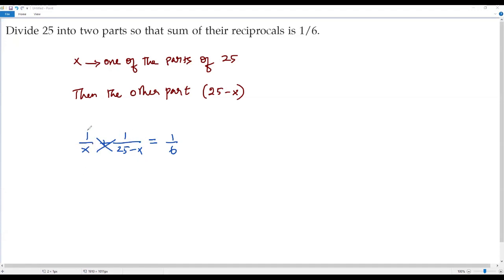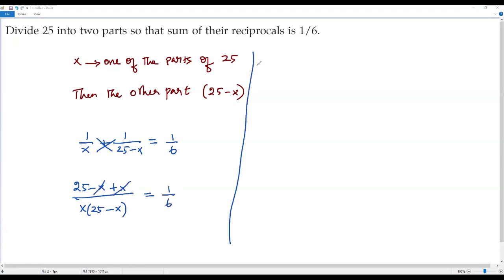Then I'm getting 1 times 25 negative x is just 25 negative x. Let's take this positive sign as it is. x times 1 is just x, divided by x times 25 negative x, equals 1 over 6. Here negative x, positive x will cancel out. Let me continue over here. We have 25 in the numerator. In the denominator, we can distribute this x to this 25 and negative x. Then I'm getting 25x negative x square. On the right side, we have 1 over 6.